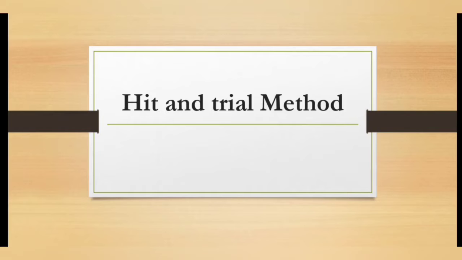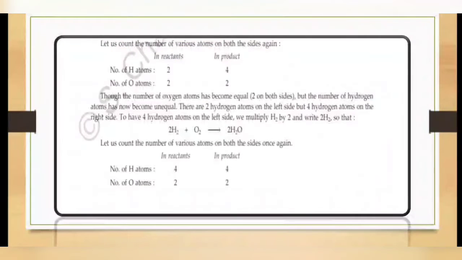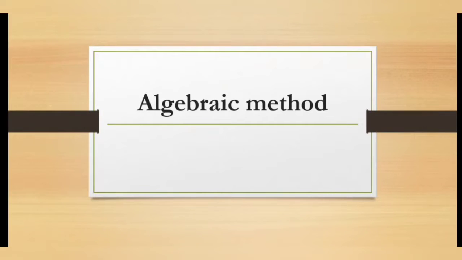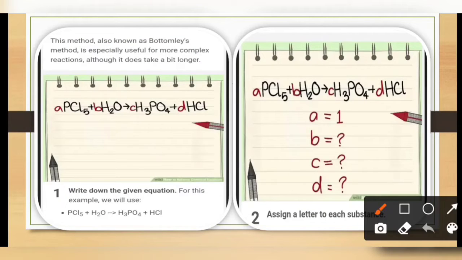In the previous videos, we have learned about chemical reactions, equations, and how to balance them by the hit and trial method. Now we are going to learn about the second method, known as the algebraic method or stoichiometric coefficient method, or we can say Bott-Moll's method. It is generally used for more complex reactions, but it does not take longer, and it is easier also. For that, we first need to write the equation and provide the stoichiometric coefficients.